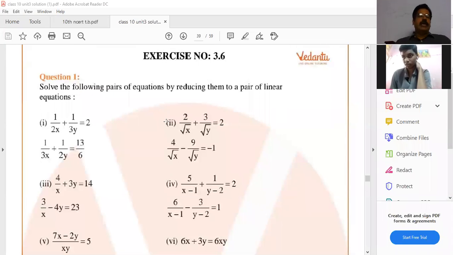Now, 1 by 2x plus 1 by 3y equal to 2. That means 1 by 2x means 1 by 2 into 1 by x, and 1 by 3y means 1 by 3 into 1 by y. So like this, the variables are in the denominators.